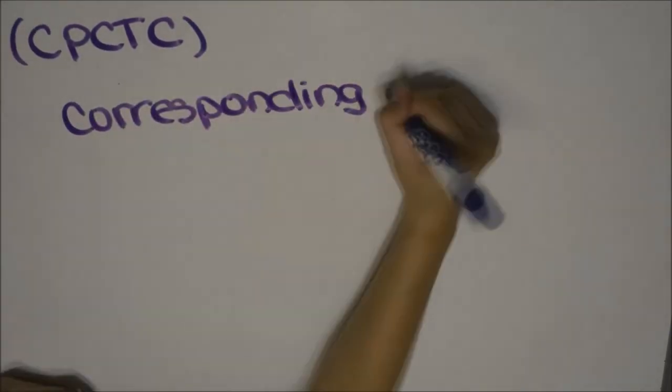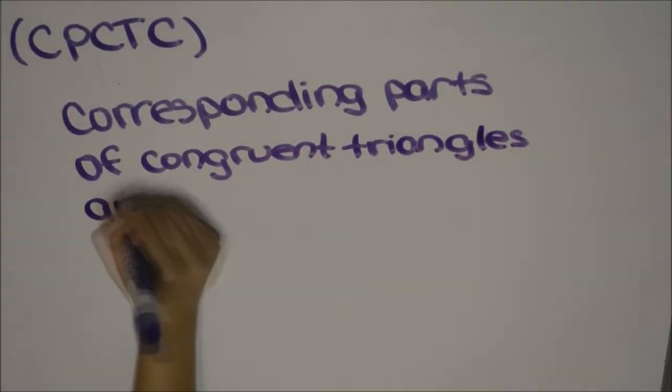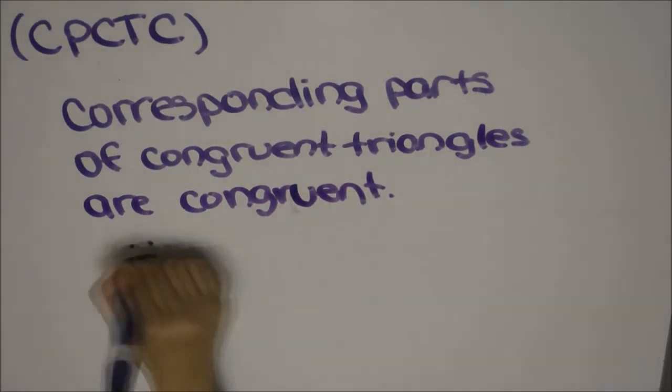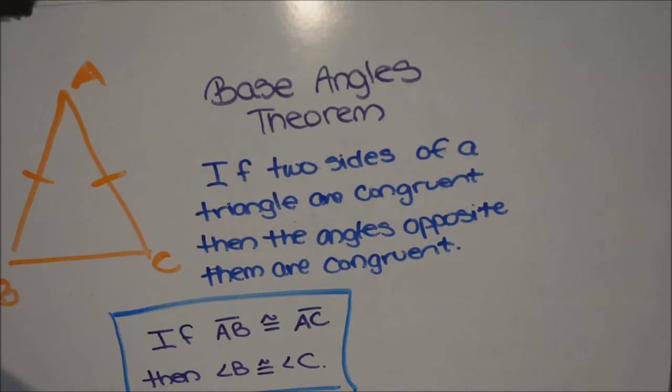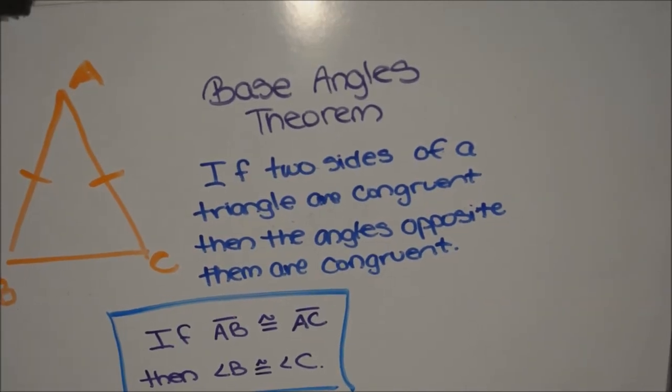In this section, 4.7, all you have to remember is CPCTC, corresponding parts of congruent triangles are congruent. In this section, 4.8, you have to know the base angle theorem. This states, if two sides of a triangle are congruent, then the angles opposite them are congruent.